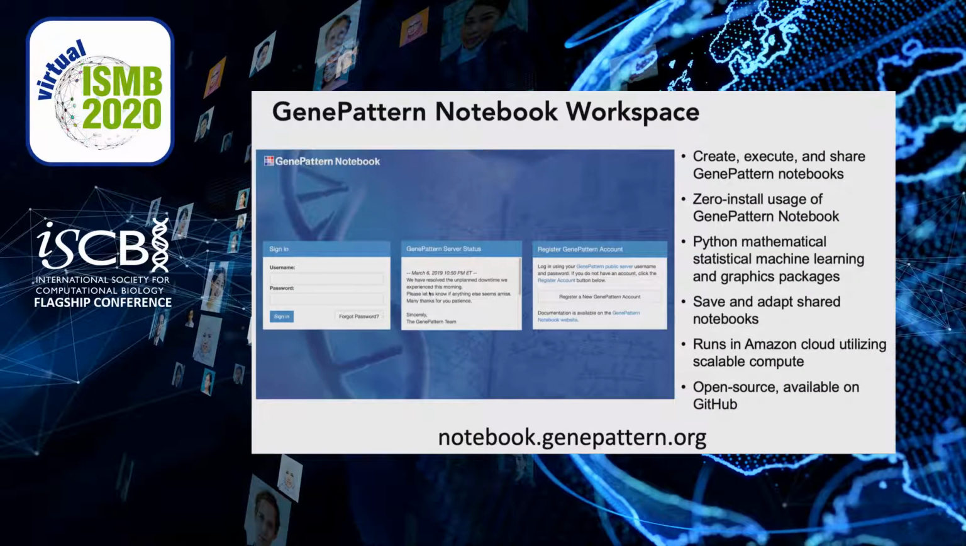These notebooks and many others are available on the GenePattern Notebook Workspace, notebook.genepattern.org. This is a free resource where you can create your own notebooks and run them using only a web browser. All of the popular scientific Python libraries are pre-installed, and if there's a package you need, you can install it into your own space. You can share notebooks with collaborators or with the public. By making a notebook public, you can embed a link to it in a publication where others can easily open it and adapt it to their own purposes.